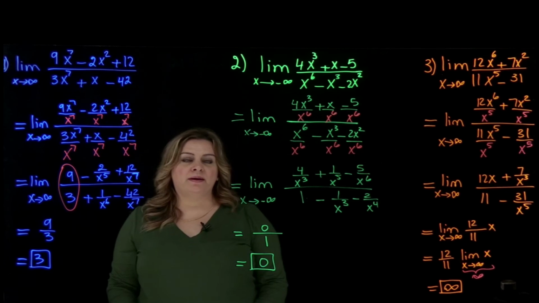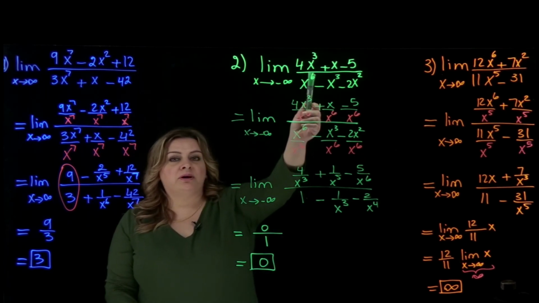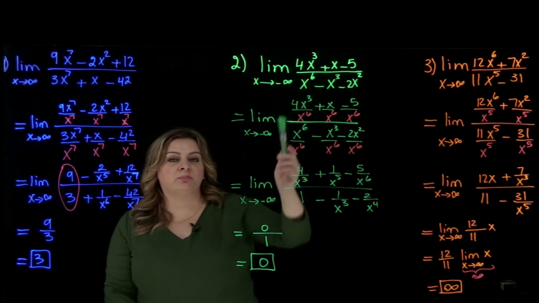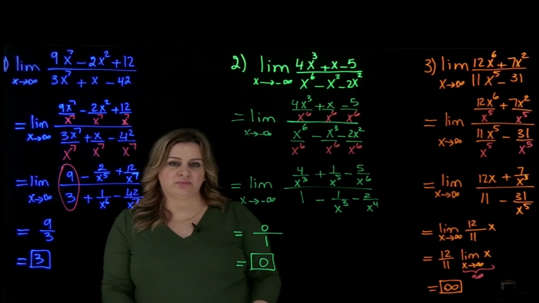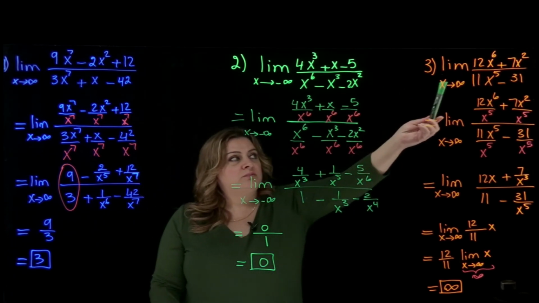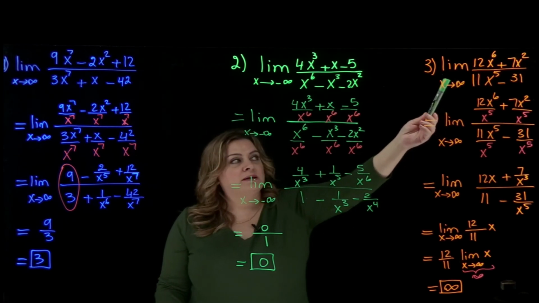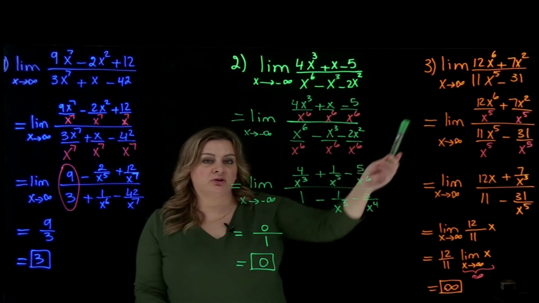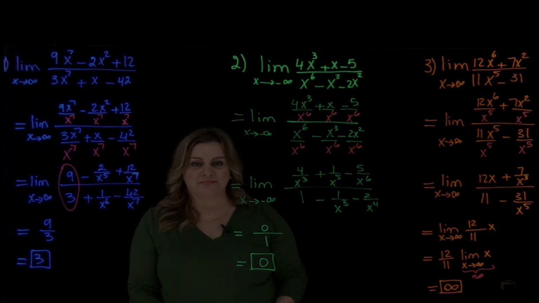Case 2, when the leading term in the numerator has a variable with an exponent less than the exponent of the variable in the leading term in the denominator, the limit will always be 0. And case 3, when the leading term in the numerator has a variable with an exponent larger than the exponent of the variable in the leading term in the denominator, the limit will always be infinity.